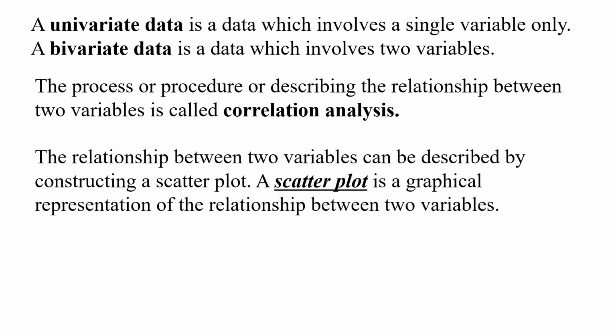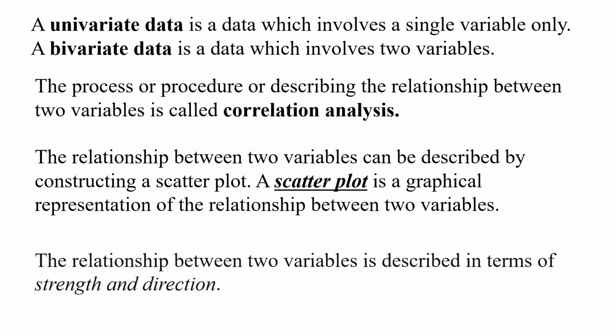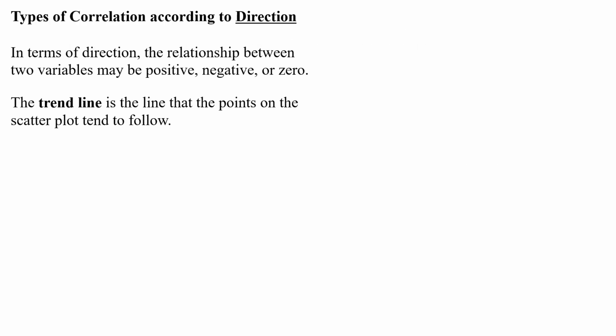Okay? Then the relationship between the two variables can be described by constructing a scatter plot. It is a graphical representation of the relationship between the two variables. The relationship between two variables is described in terms of strength and direction. Okay, types of correlation according to direction. So, in terms of direction, the relationship between the two variables may be positive, negative, or zero. The trend line is the line that the points on the scatter plot tend to follow.